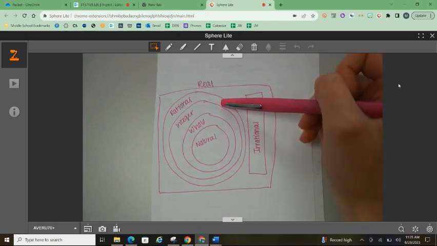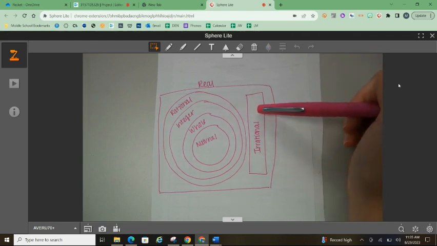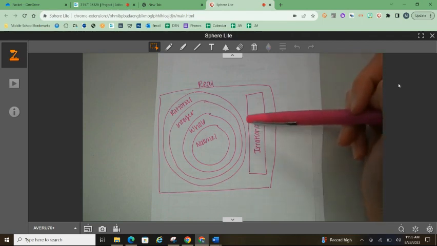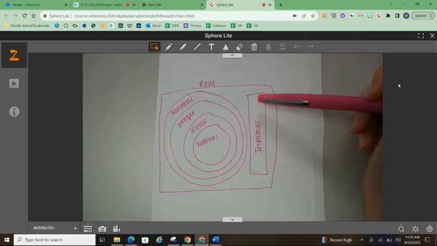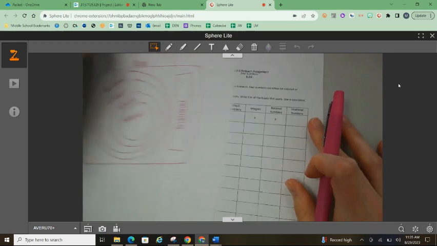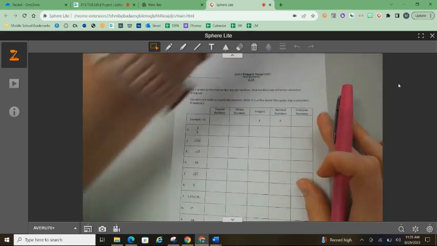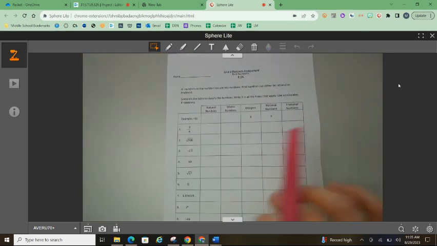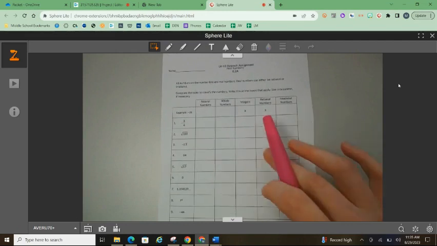Rational means the decimal terminates or it stops or it starts repeating. Irrational means that as soon as you get a decimal and it goes on forever and it's not repeating, that's irrational. And then real is everything we know. So we're going to go through these and determine what category they fall into.